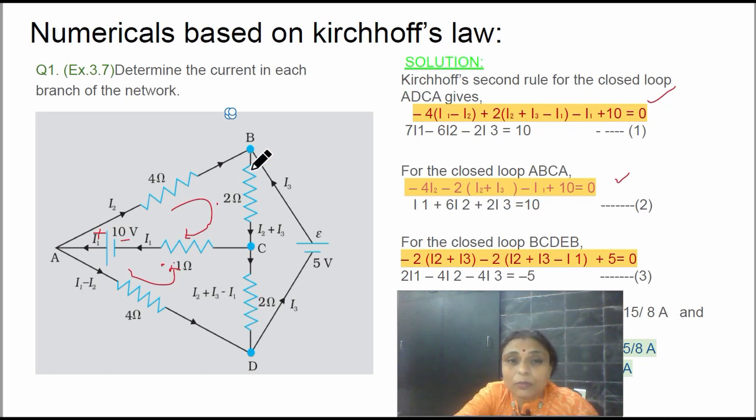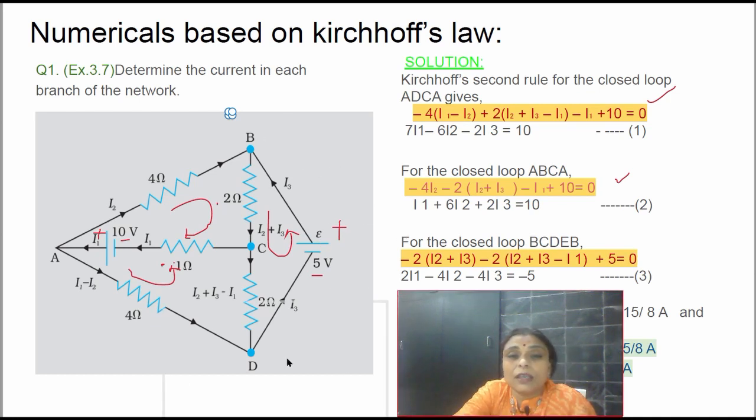Consider the third loop. The third loop is B, C, D, B, E, B. This one. We come across the 2 ohm resistance, and this is the way we are moving, with the current in the same direction. So minus 2 times I2 plus I3. Move ahead, 2 times I2 plus I3 minus I1, so it is minus. And then we have a battery whose negative terminal is this and positive is this. So minus 5 to plus means positive, so plus 5, and coming back to B is equal to 0.